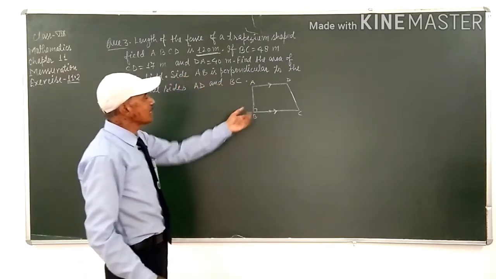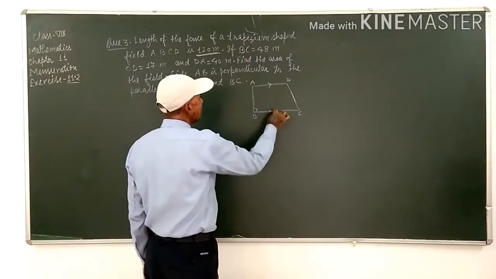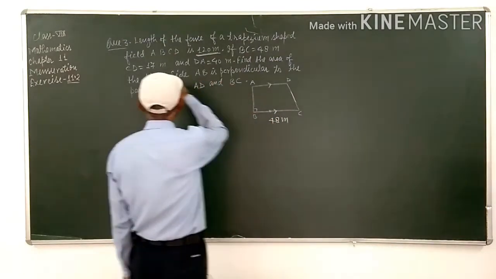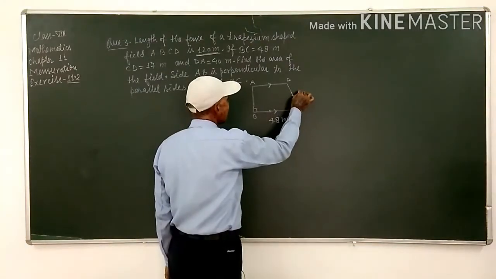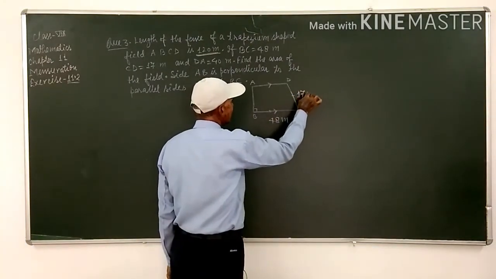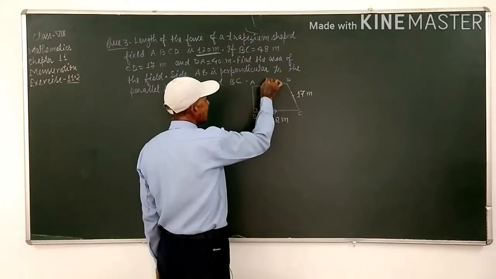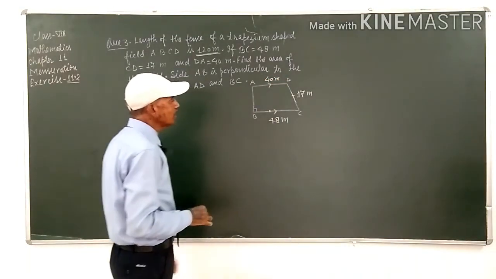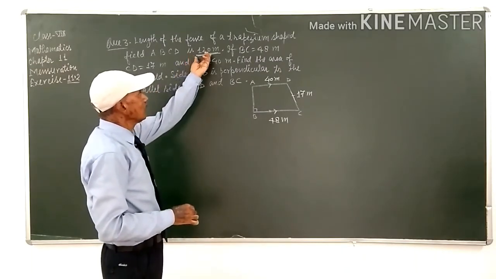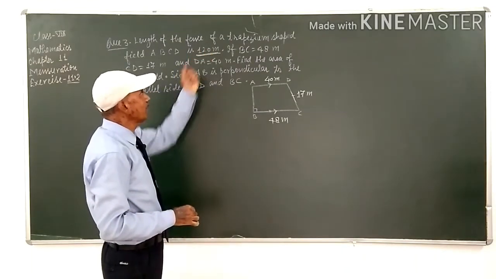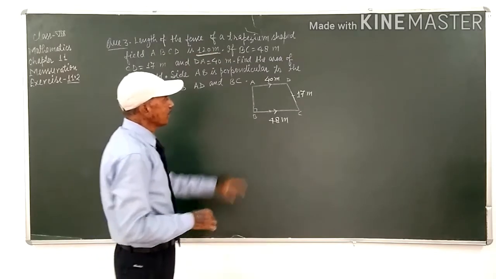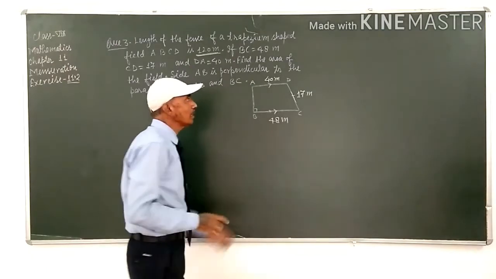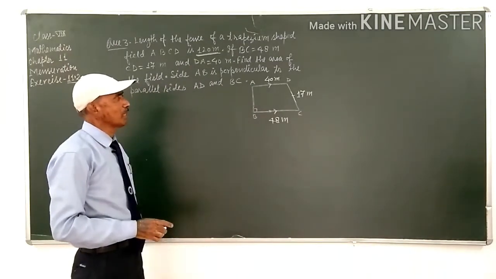The measurement of the sides: BC is given as 48 meter, CD is 17 meter, and DA is equal to 40 meter. Clear student? Here the total length of the boundary is given as 120 meter, and the side BC is 48 meter, CD is 17 meter and DA is 40 meter.